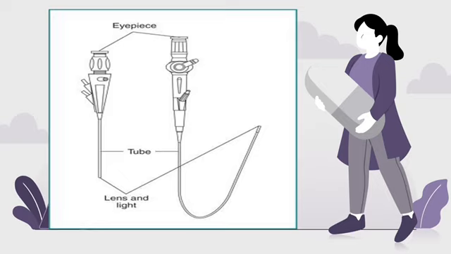has an eyepiece at one end, a rigid or flexible tube in the middle, and a tiny lens and light at the other end of the tube. However, a ureteroscope is longer and thinner than a cystoscope, so the urologist can see detailed images of the lining of the ureters and kidneys.